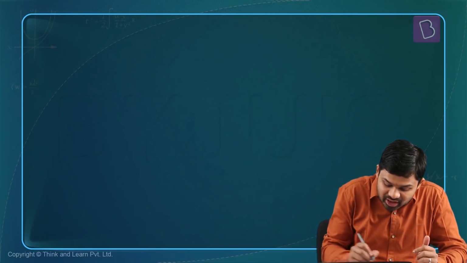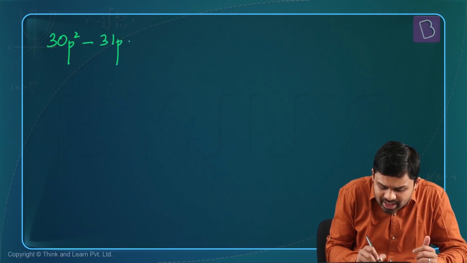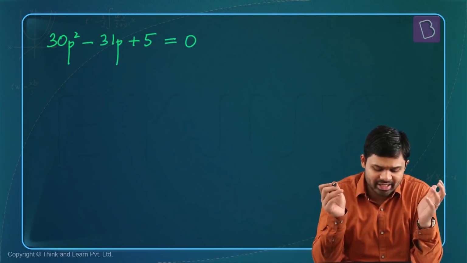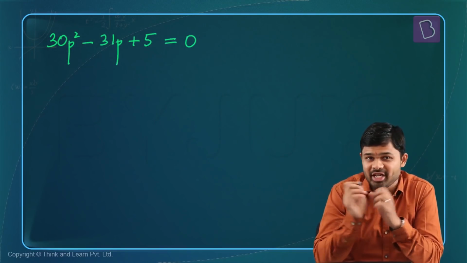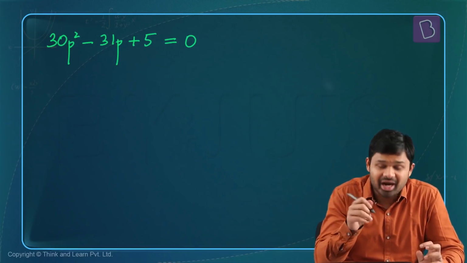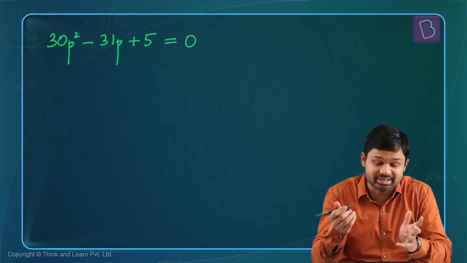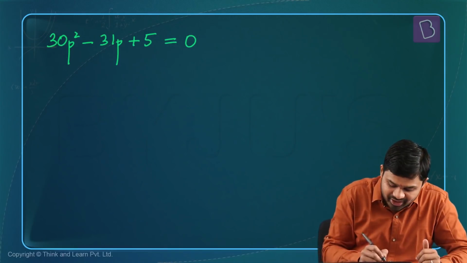So you have 30p square minus 31p plus 5 to be equal to 0. You have to solve this quadratic equation to get the value of a small p, which is nothing but the probability of event A. So 30 into 5 is 150. 150 can be factorized as 25 times 6, and 25 plus 6 is 31, or minus 25 minus 6 is minus 31. That's the factorization for this.